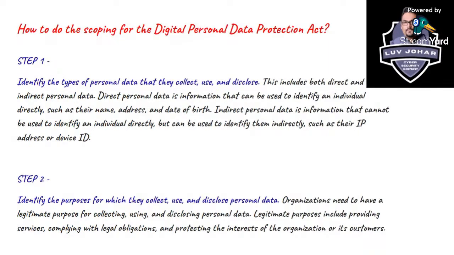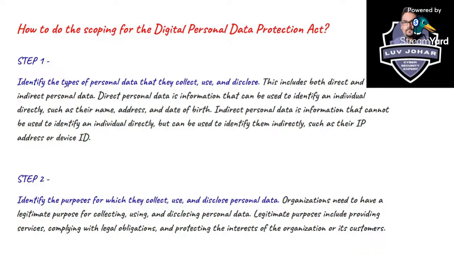So first of all, step one is to identify the types of personal data that your organization is collecting, using, or disclosing. This includes both direct and indirect personal data. Now, what is direct personal data and what is indirect personal data, you should understand. Direct personal data is information that can be used to identify an individual directly, for example their name, their address, their date of birth. Indirect personal data is information that cannot be used to identify an individual directly, but can be used to identify them indirectly, such as their IP addresses or device IDs that they're using.